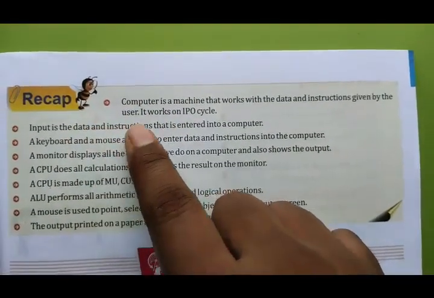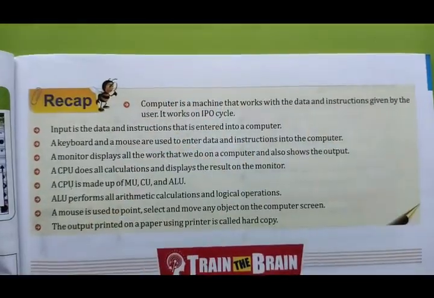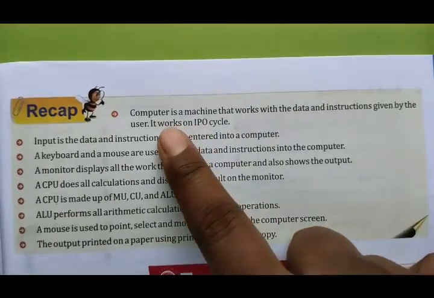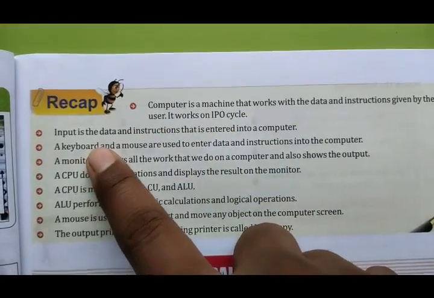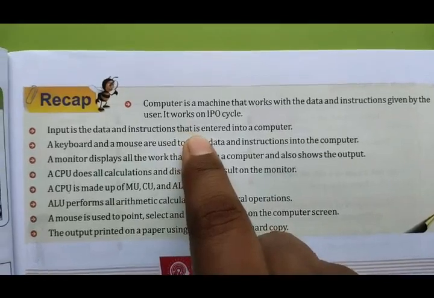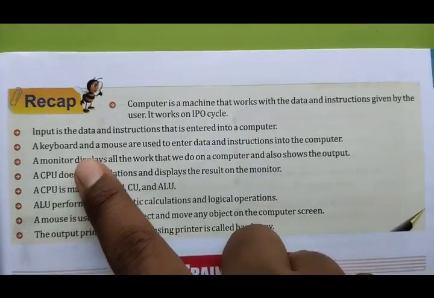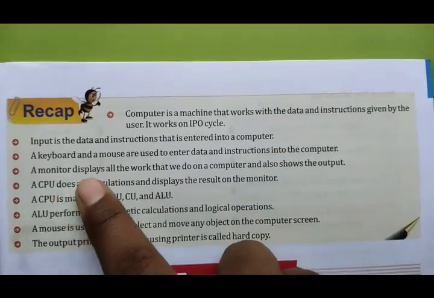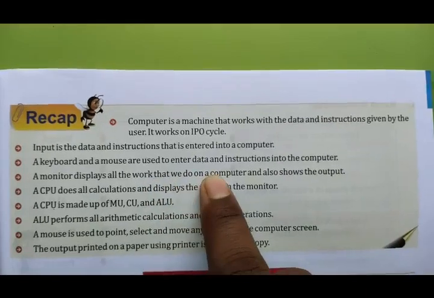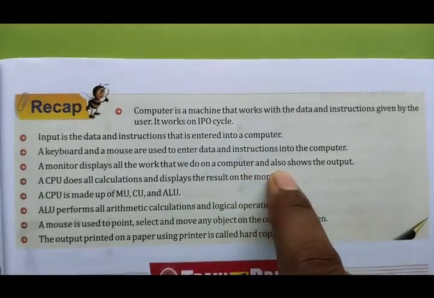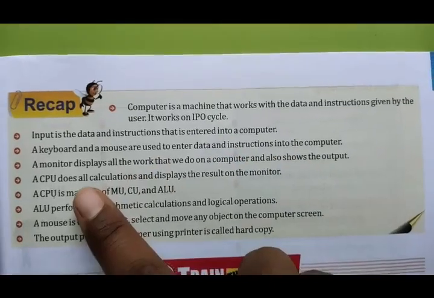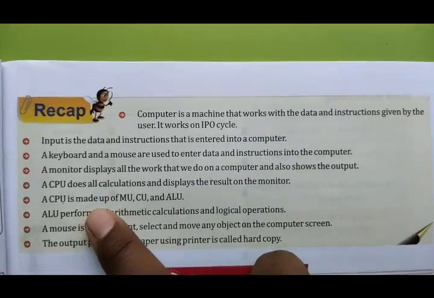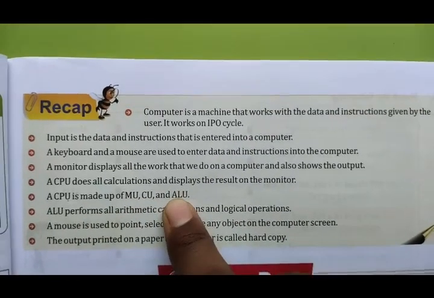Next, let us recapitulate. What have we learned from this chapter? A computer is a machine that works with the data and instructions given by the user. It works on the IPO cycle. Input is the data and instructions that are entered into a computer. A keyboard and a mouse are used to enter data and instructions into the computer. A monitor displays all the work that we do on a computer and also shows the output. A CPU does all the calculations and displays the result on the monitor. A CPU is made up of MU, CU and ALU.